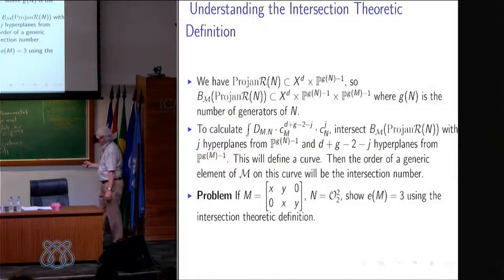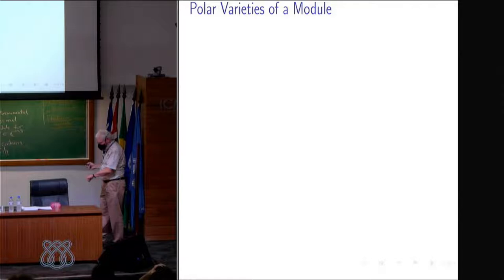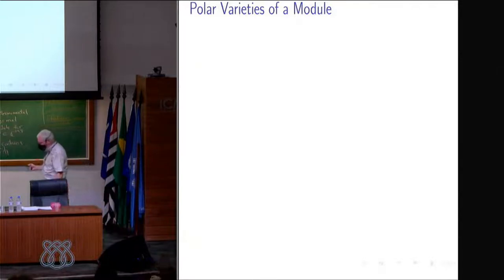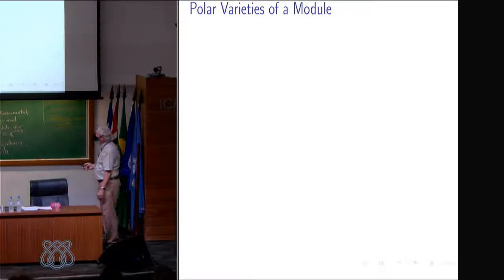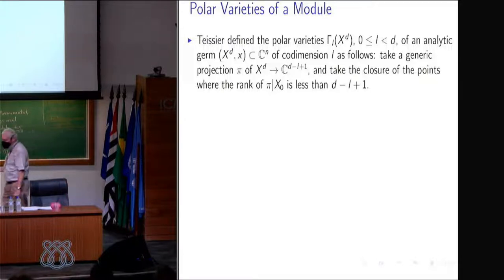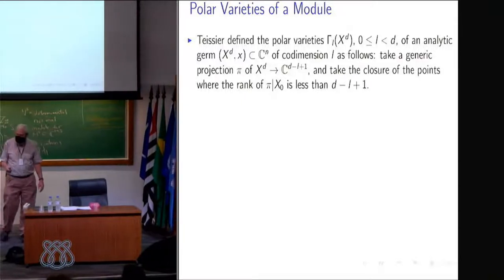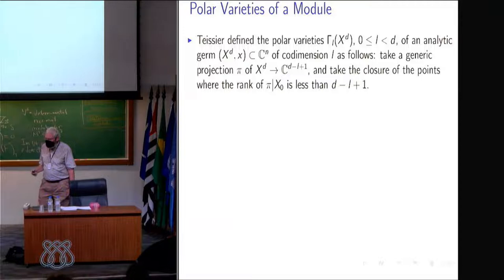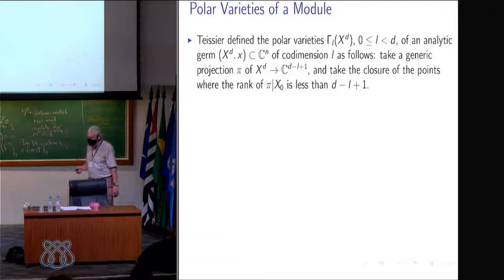So try that. All right, well now, the other thing I need to talk about is the polar varieties of a module, and I'll talk about this until the end of our session today, and we'll pick it up next time. So Tessier defined the polar varieties of a space as follows. You take a generic projection, take the closure of the points where the rank is less than you would expect, which is D minus L plus 1, and that's the definition.